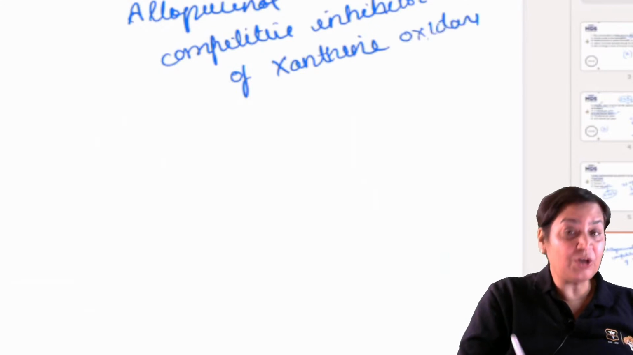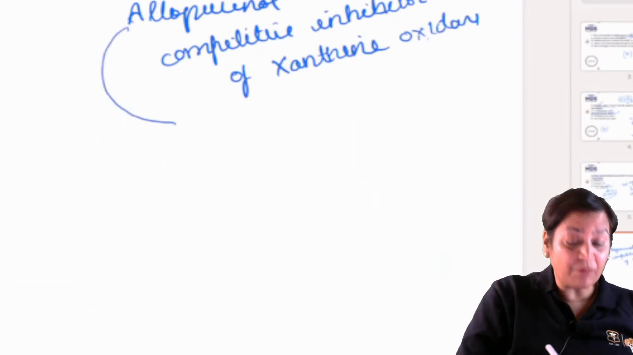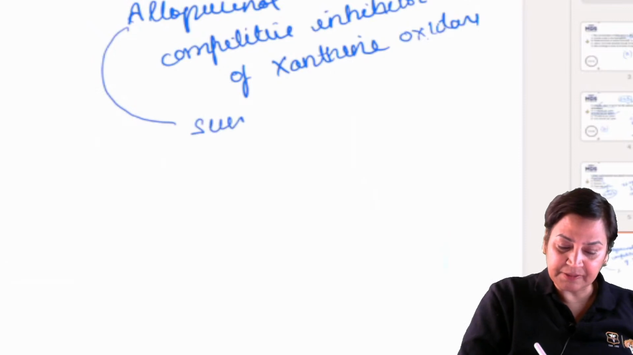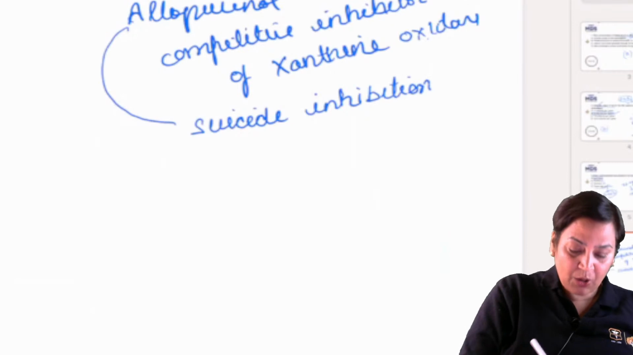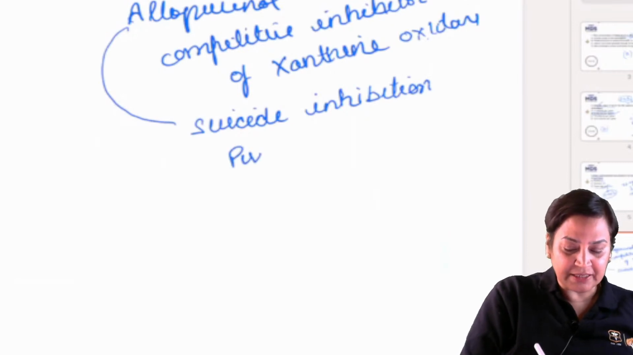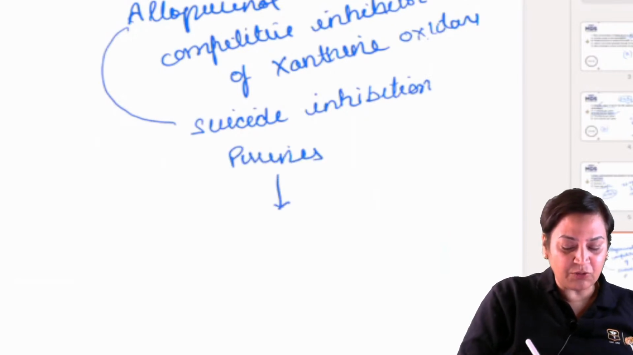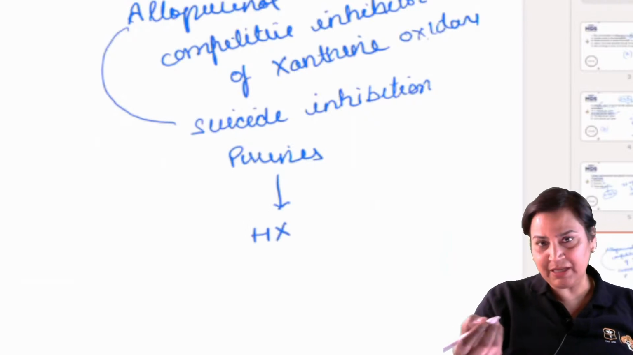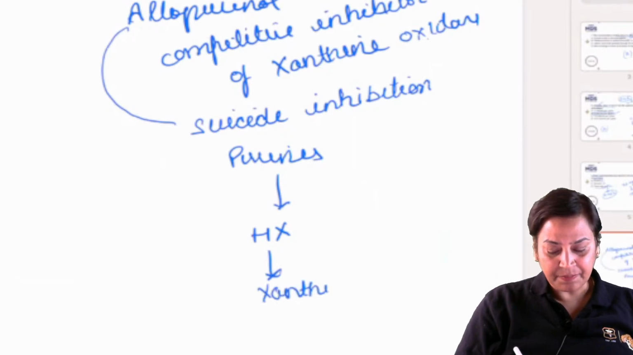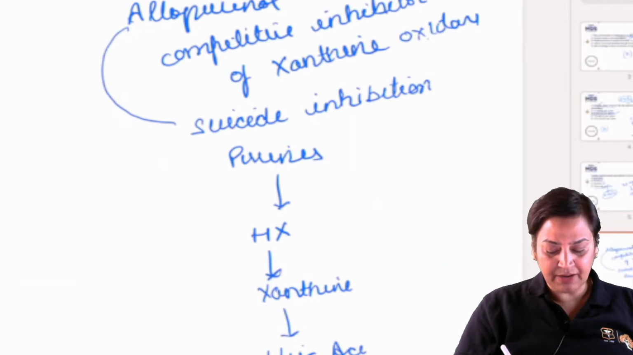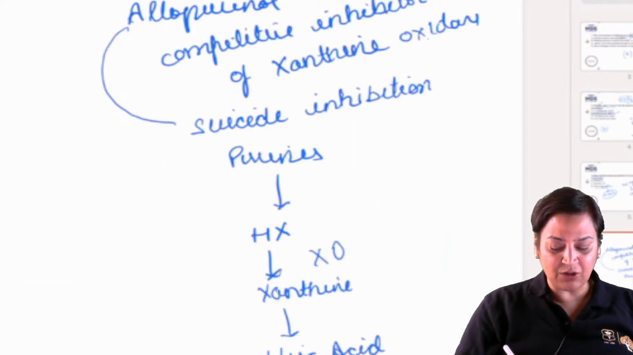And allopurinol is a very important example of suicide inhibition. And I very well explained this to you in my class also. Why suicide inhibition, Saurav? Because purines are degraded to form hypoxanthine. All of you are familiar with this reaction. Hypoxanthine is converted to xanthine, and xanthine is converted into uric acid. And the name of the enzyme here is xanthine oxidase.